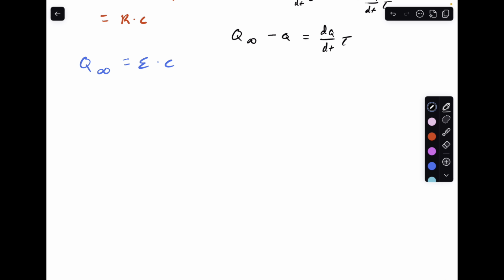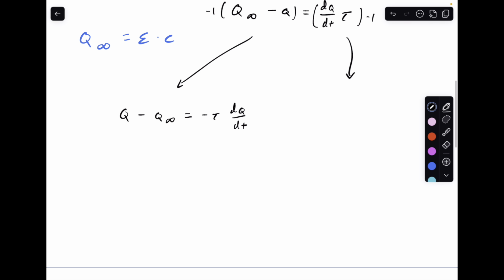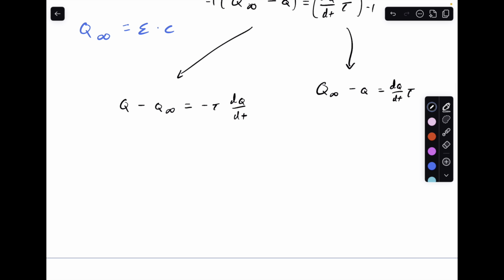There are two ways to go about continuing this differential equation. One would be to multiply by -1 on both sides, giving us this equation, q minus q infinity is equal to negative tau dq dt, or to just leave the equation as is, and then separate the dq and the dt to their respective sides. Now you might be asking, well, why would you ever multiply by -1? Doesn't that seem kind of pointless?